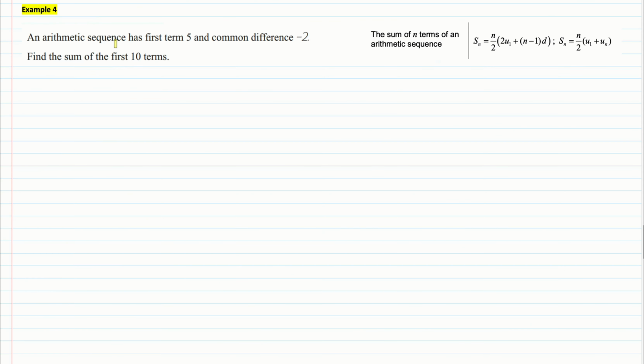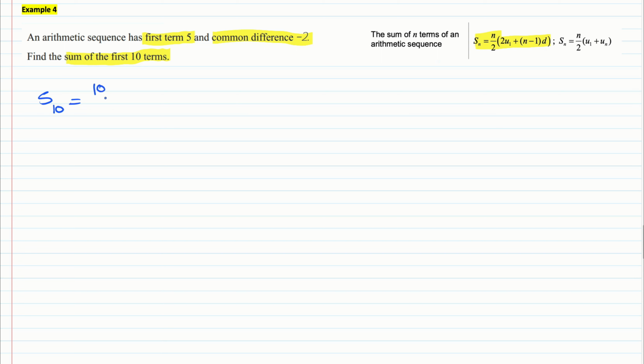In this example, you have an arithmetic sequence with first term 5 and common difference negative 2, and you are asked to find the sum of the first 10 terms. You have the formula booklet and you have the two rules, but which one are you going to use to save time? I have the first term and the common difference, so this one is better. Sn is S10 because you want to find the sum of the first 10 terms.